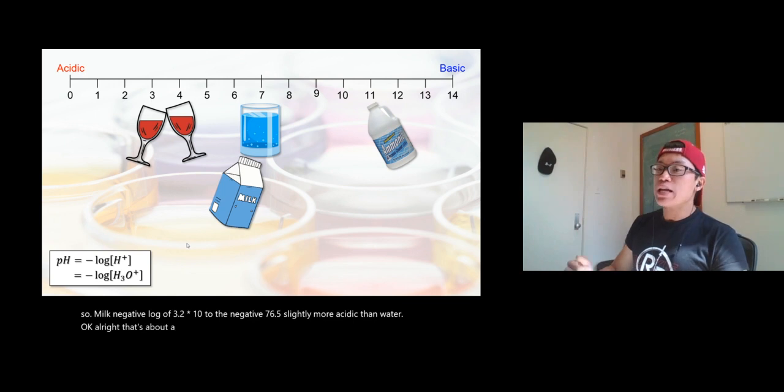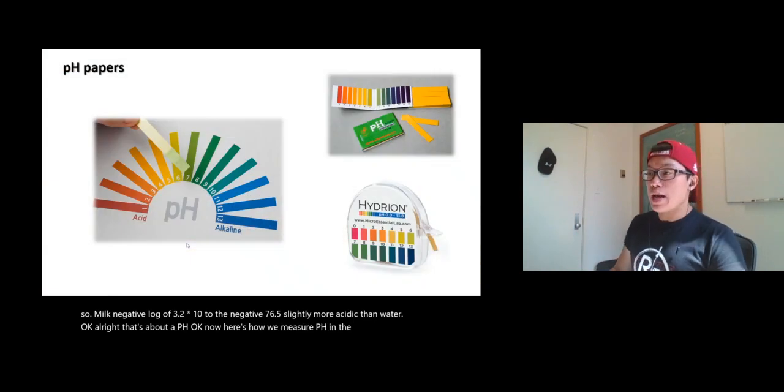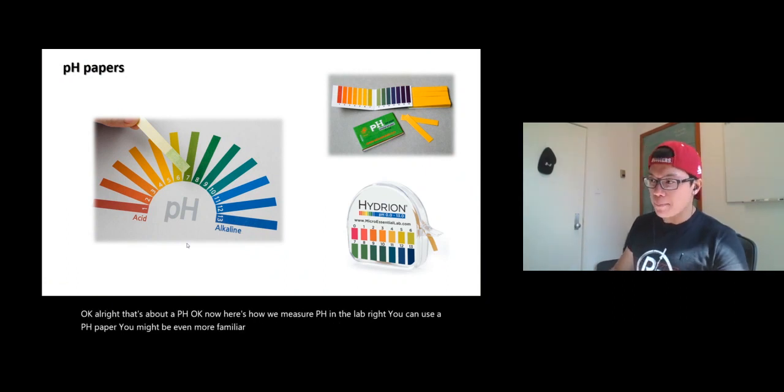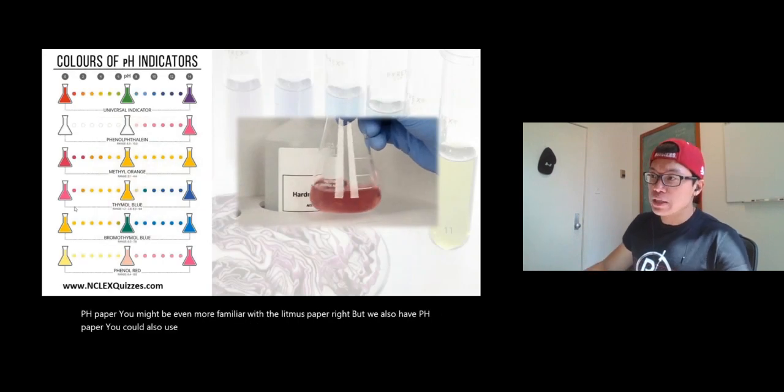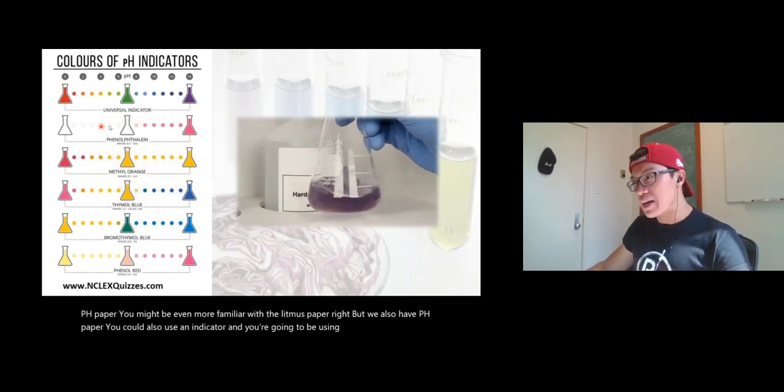Now here's how we measure pH in the lab. You can use pH paper. You might be more familiar with litmus paper, but we also have pH paper. You could also use an indicator, and you're going to be using phenolphthalein either in this lab or the next lab.